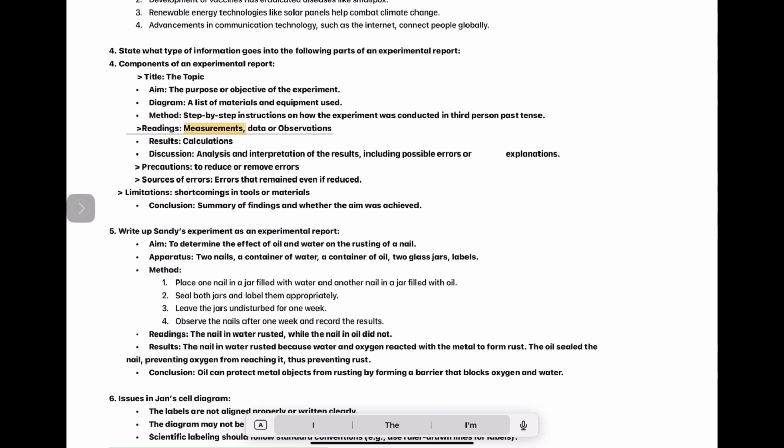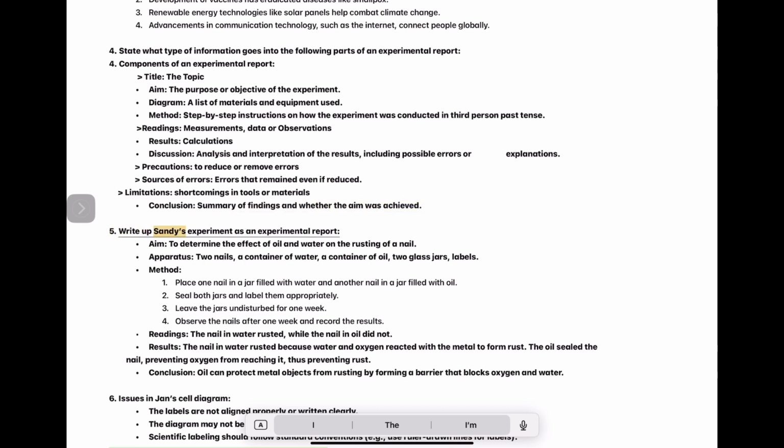Readings, measurements, data or observations. Results, calculations. Discussion, analysis and interpretation of the results, including possible errors or explanations. Precautions, to reduce or remove errors, sources of errors, errors that remained even if reduced. Limitations, shortcomings in tools or materials. Conclusion, summary of findings and whether the aim was achieved.